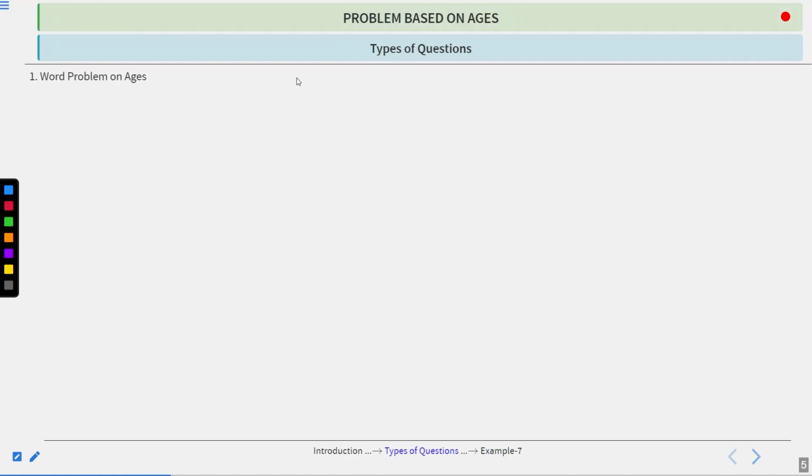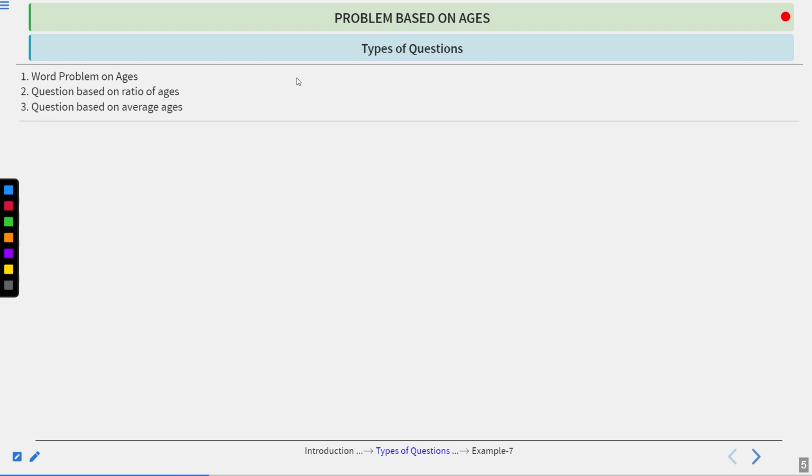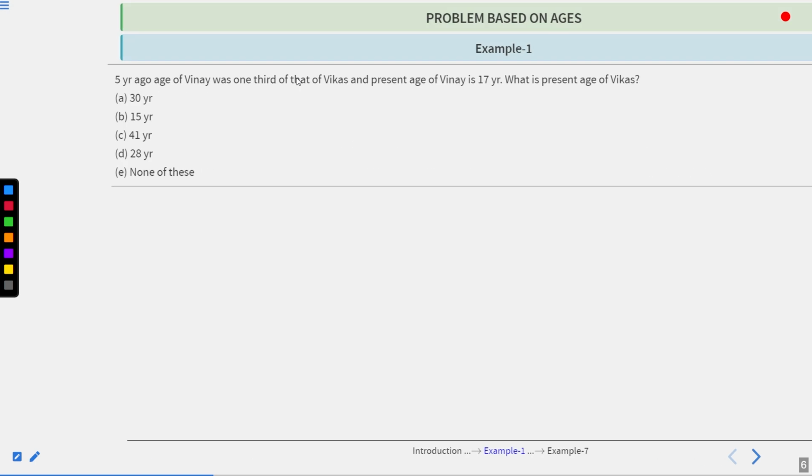Next one, types of questions. Word problems on ages, questions based on ratio of ages, and questions based on average ages.